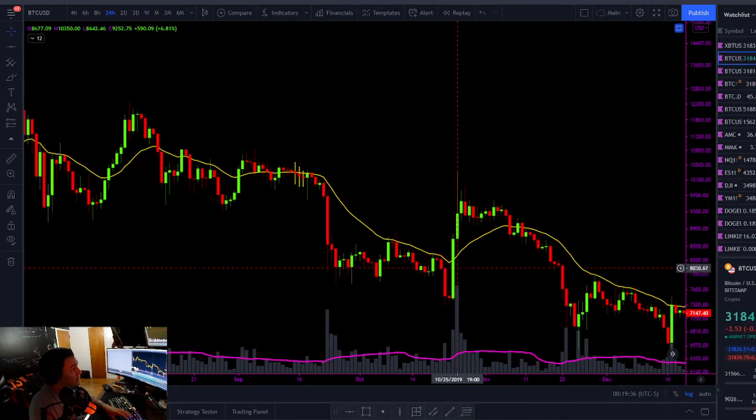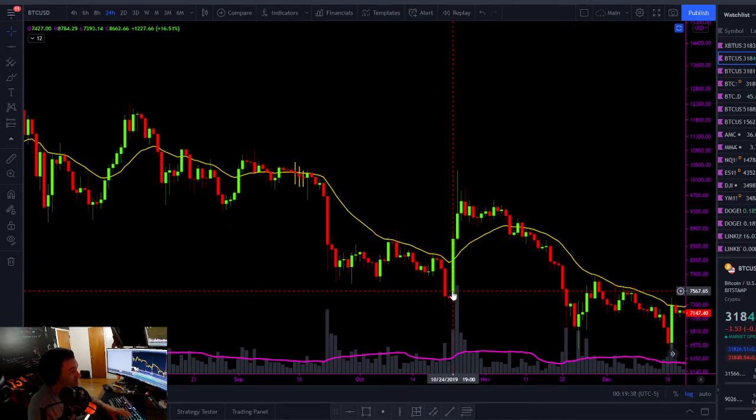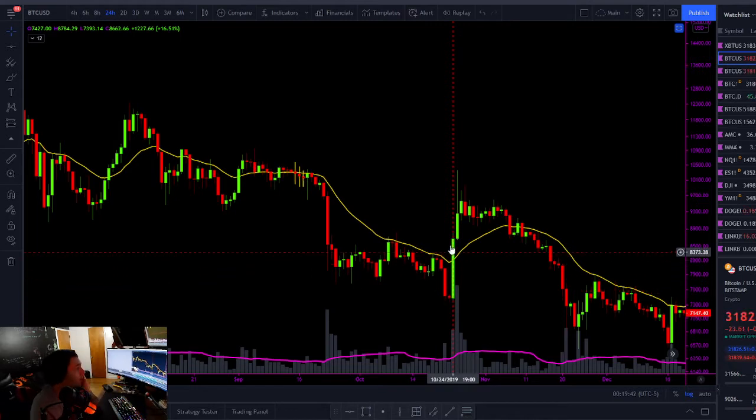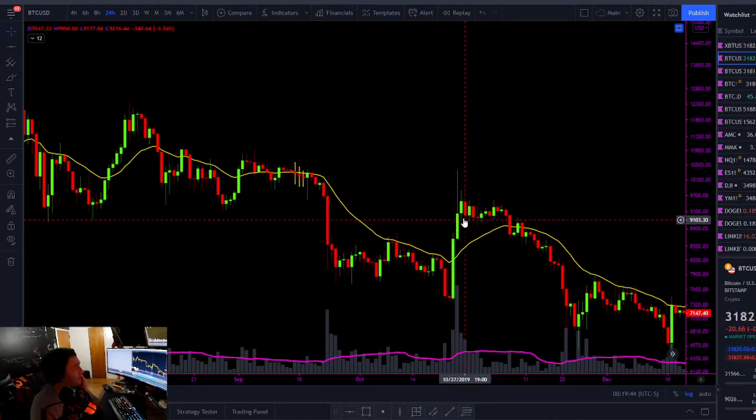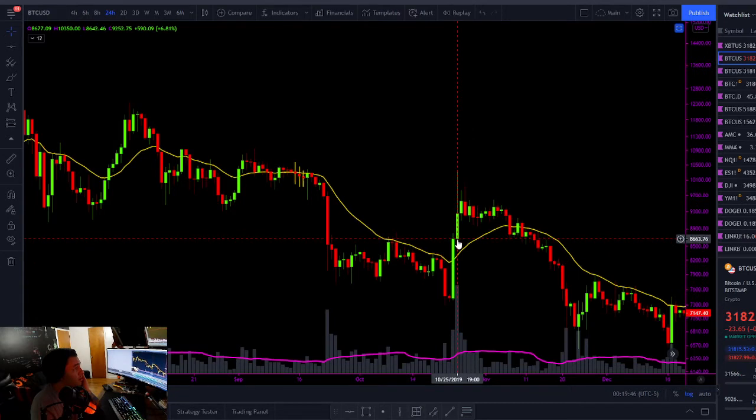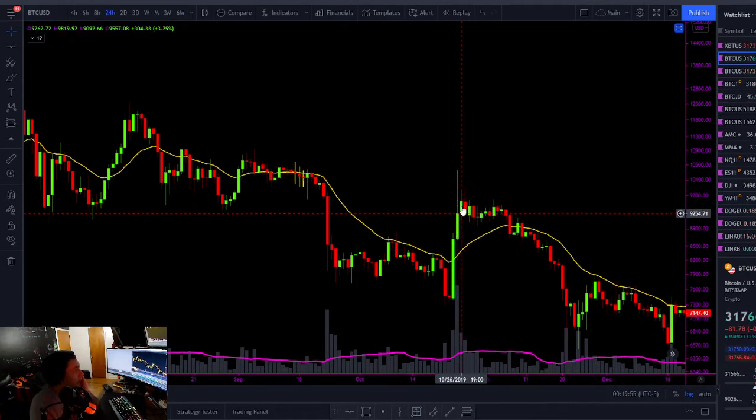Now we get to an example that doesn't necessarily work here. We got that nice parabolic move above the yellow 21 here. You get your second candle closure here. If you're using it blindly, it's a good idea to enter as low as possible and chop off some profit on the first green day.